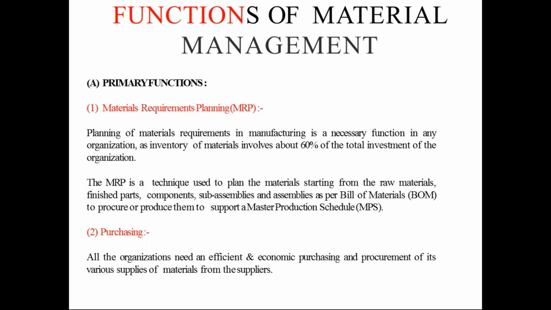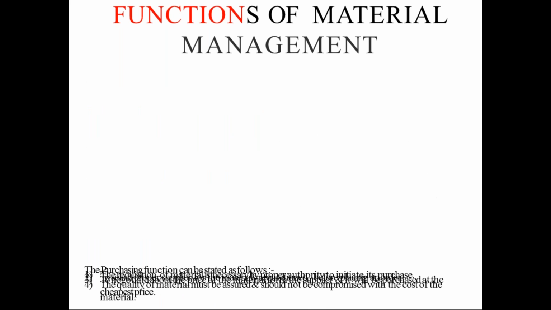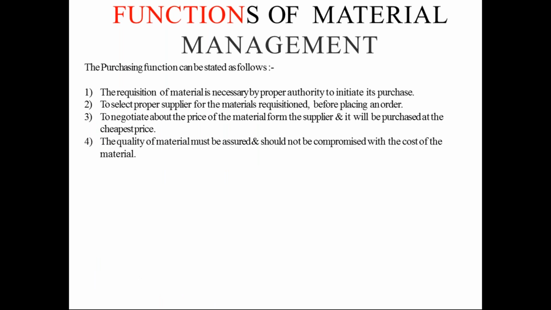All the organizations need an efficient and economic purchasing and procurement of its various supplies of materials from the suppliers. The purchasing function can be stated as follows. The requisition of material is necessary by proper authority to initiate its purchase, to select a proper supplier for the materials requisitioned before placing an order, to negotiate about the price of the material from the supplier so that it will be purchased at the cheapest price. The quality of material must be assured and should not be compromised with the cost of the material.